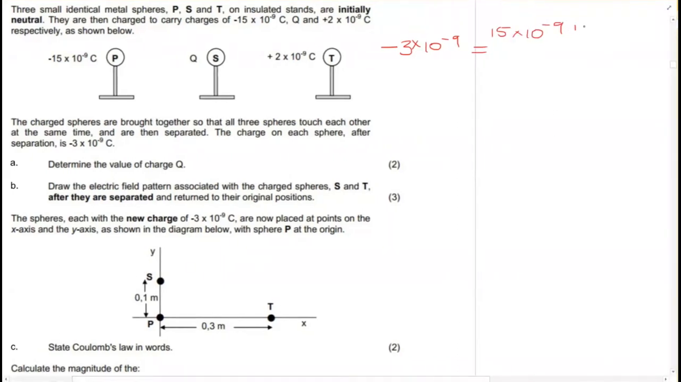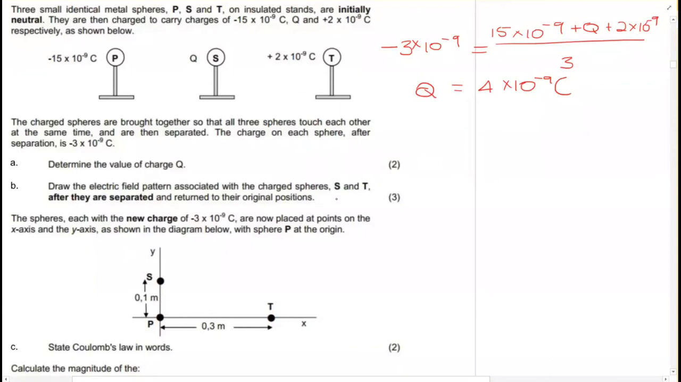Okay, plus Q plus 2 times 10 to the minus 9. And we divided that all by 3. Okay, so they all touch. Afterwards, they each have a charge of -3 nanocoulombs. So we're looking for Q, we just solve for Q, and then we get Q is equal to 4 times 10 to the minus 9 coulombs, or 4 nanocoulombs. All right, so just that. When they touch, the charge divides equally.